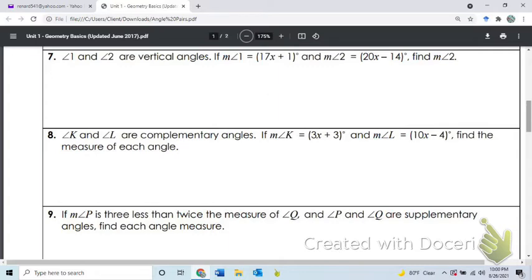Okay, 6. Slide 6, we're actually on. Number 7, 8, 9.